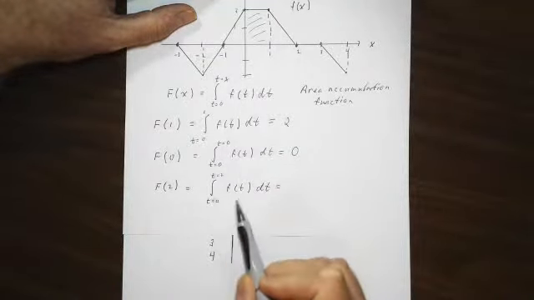So we have the original 1, the original 2, plus the area of this triangle, which is 1/2 the base times the height. The height is 2, so the area of that triangle is 1. So that means that capital F of 2 is equal to 3. So again, the way capital F works is that it adds up area.